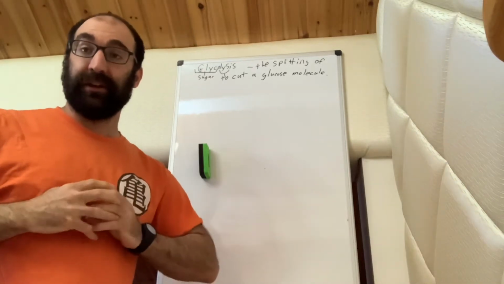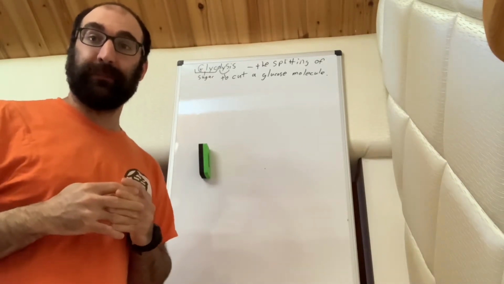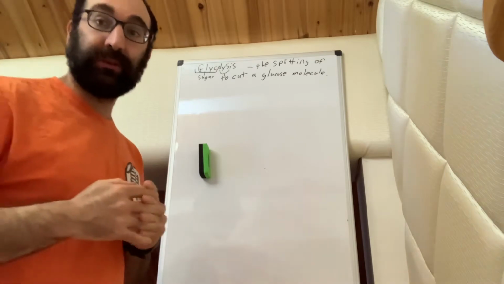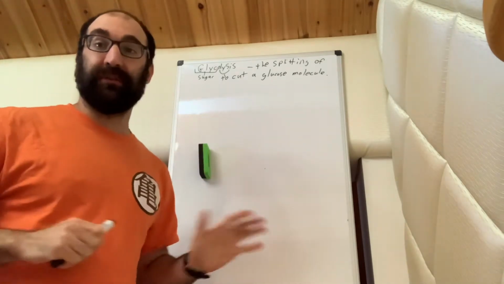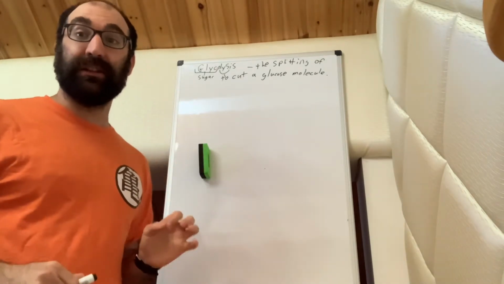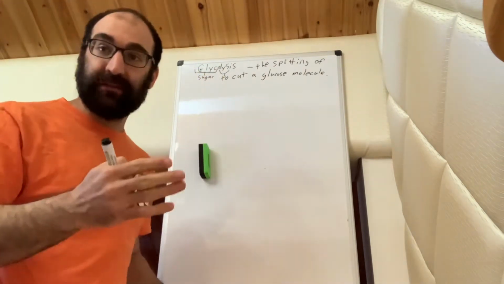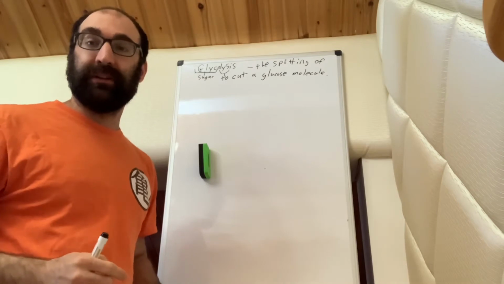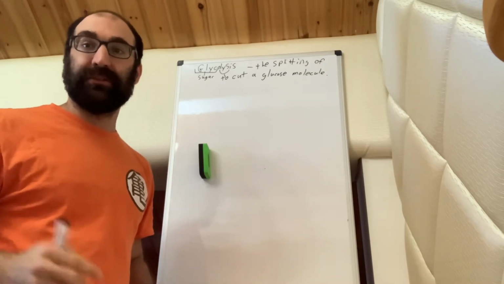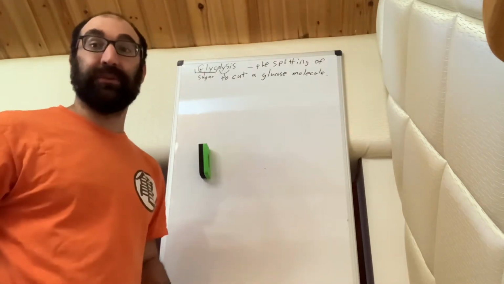Alright, hi there everybody. This is my first video on biochemistry, and I'm going to start with the most ubiquitous of all the reactions, which is glycolysis. So glyco, sugar, lysis means to cut. If you're playing Pokemon, this is your Scyther going through and cutting the glucose molecule in half.